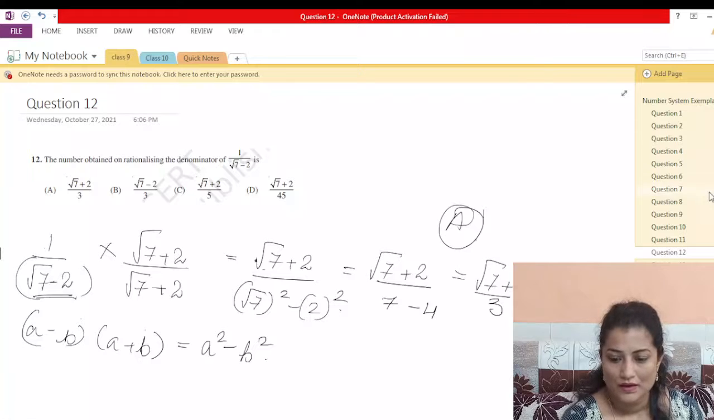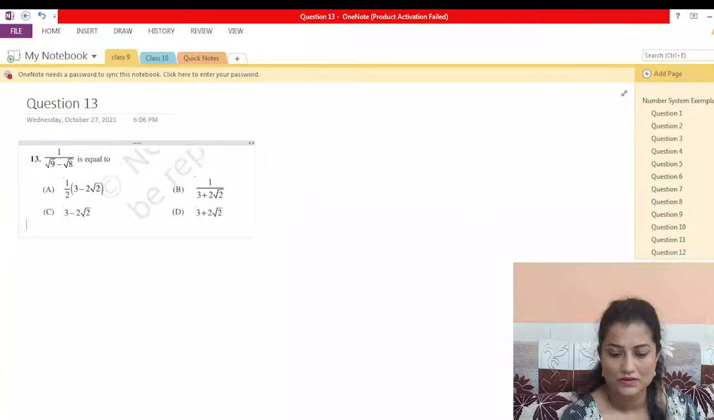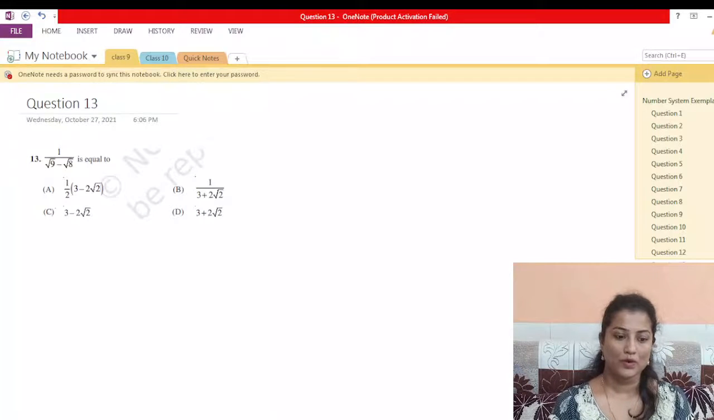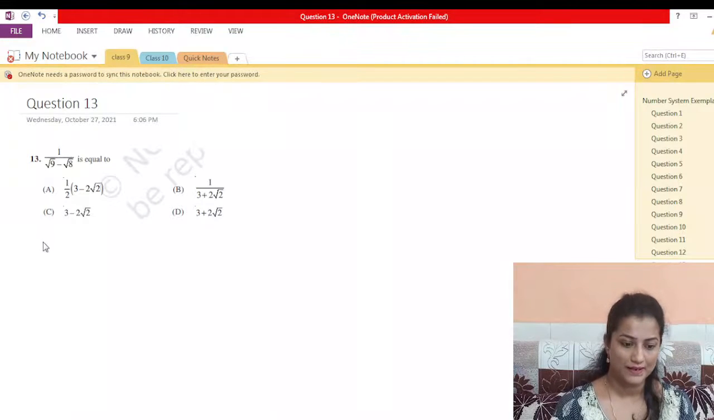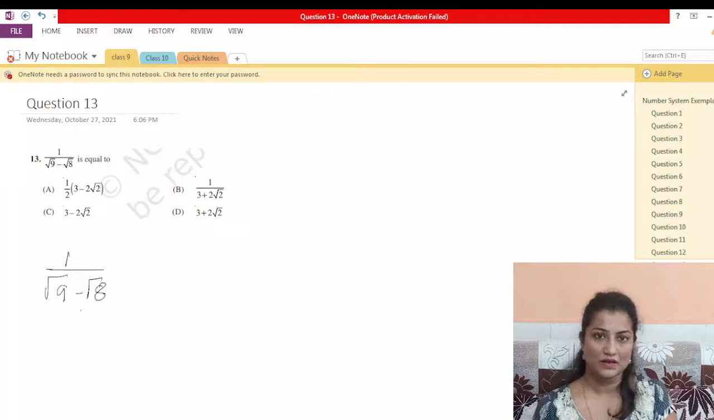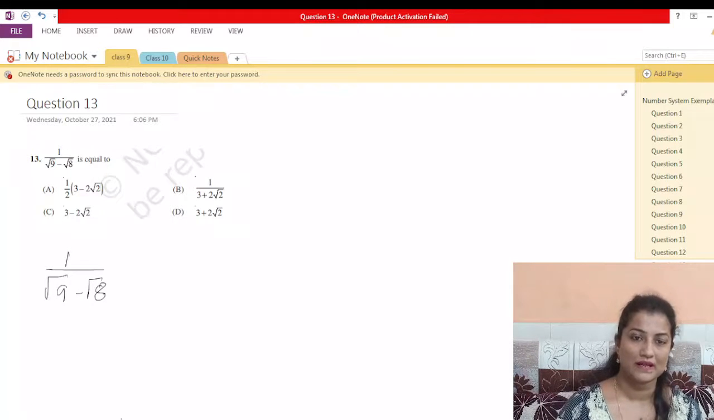Okay. Now the next question is question 13: 1 upon root 9 minus root 8. Now there are two methods here. Either you can solve it by rationalizing or you can solve this denominator first. So directly we will take rationalizing here.